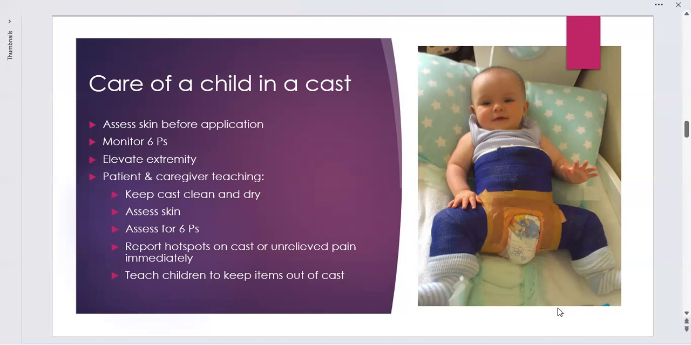We're going to provide patient and caregiver teaching that would include to keep the cast clean and dry. So if it's our arm, we have to wrap that before our child can get in the bathtub. If we're dealing with a cast like this, keeping our perianal area clean and dry is going to be really important. We'll teach our parent about the 6 P's. We want them to report any hot spots on the cast or pain that's unrelieved after trying some modifications immediately, as we already discussed. And we want to teach our child to keep things out of the cast.